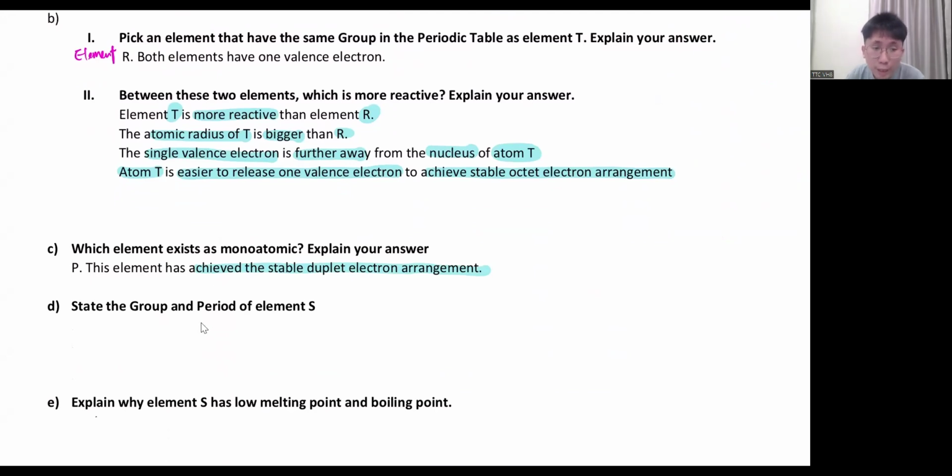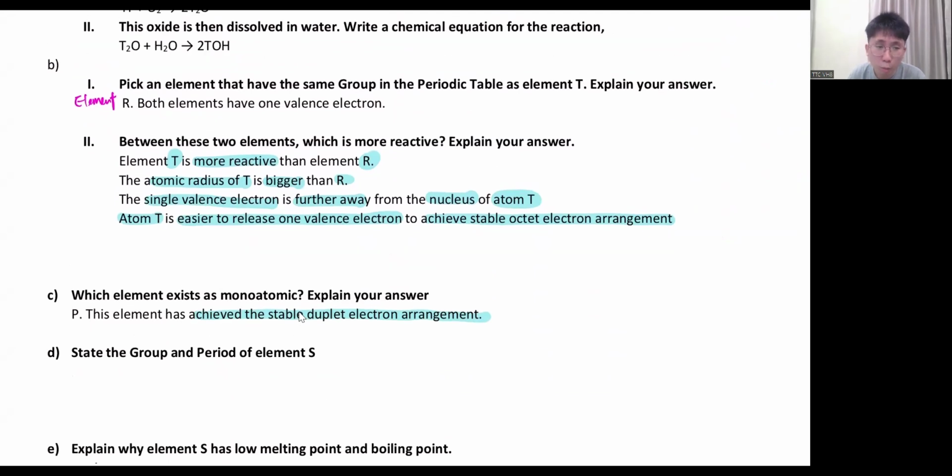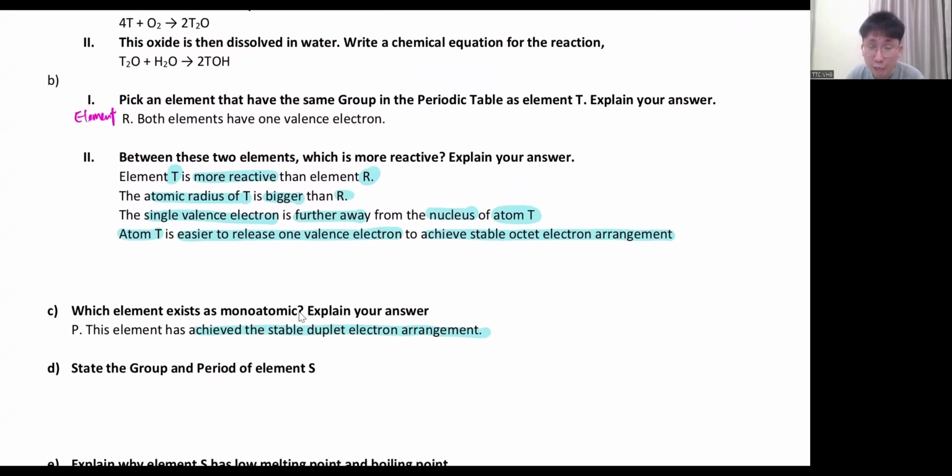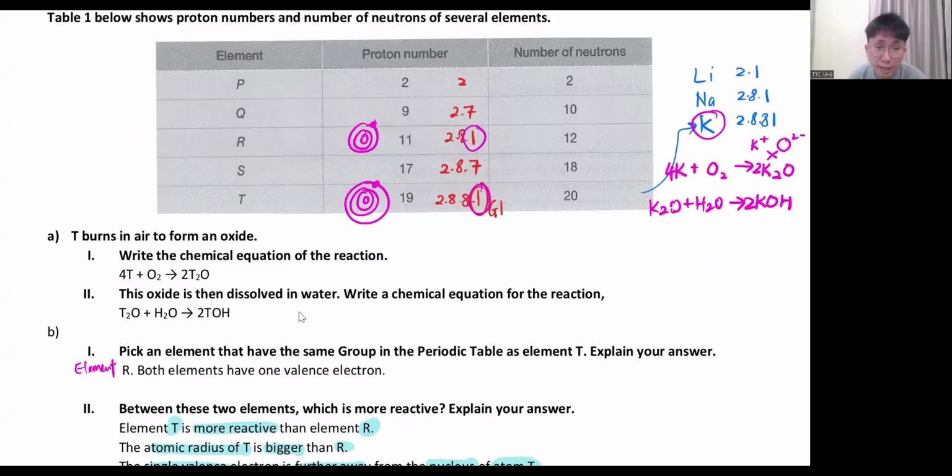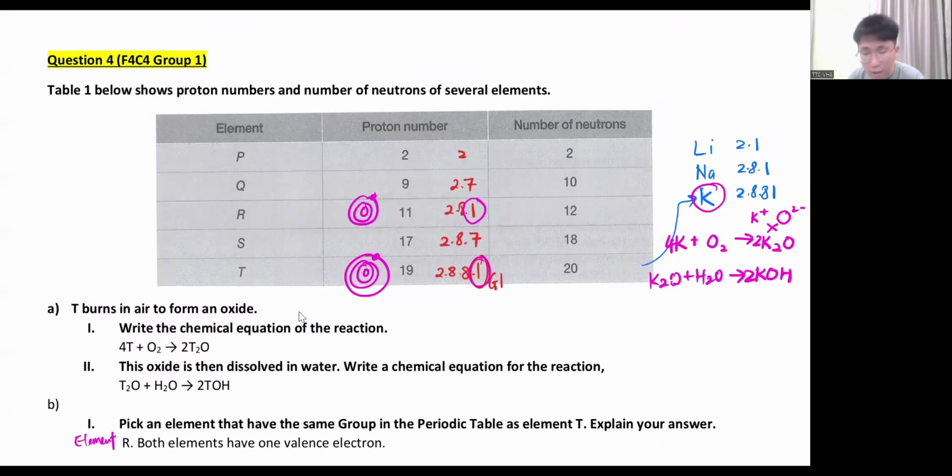And then, state the group and period for element S. Guys, these are also very common in exams. When they ask for group and period, it is basically checking your valence electron and your number of shells. So you can see, element S is where? Element S ends with 7, so group 17. And then how many shells? 3 shells, so period 3.